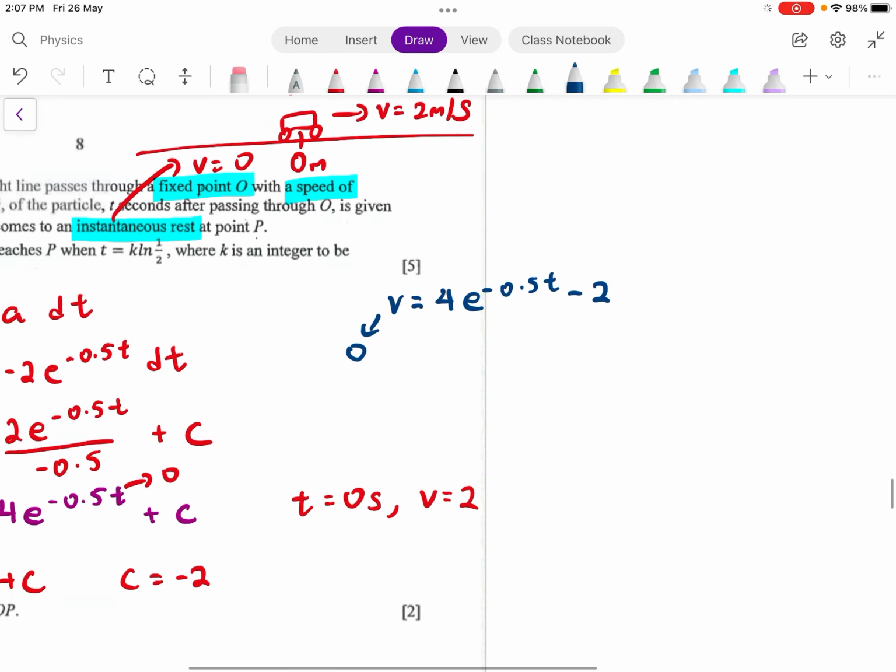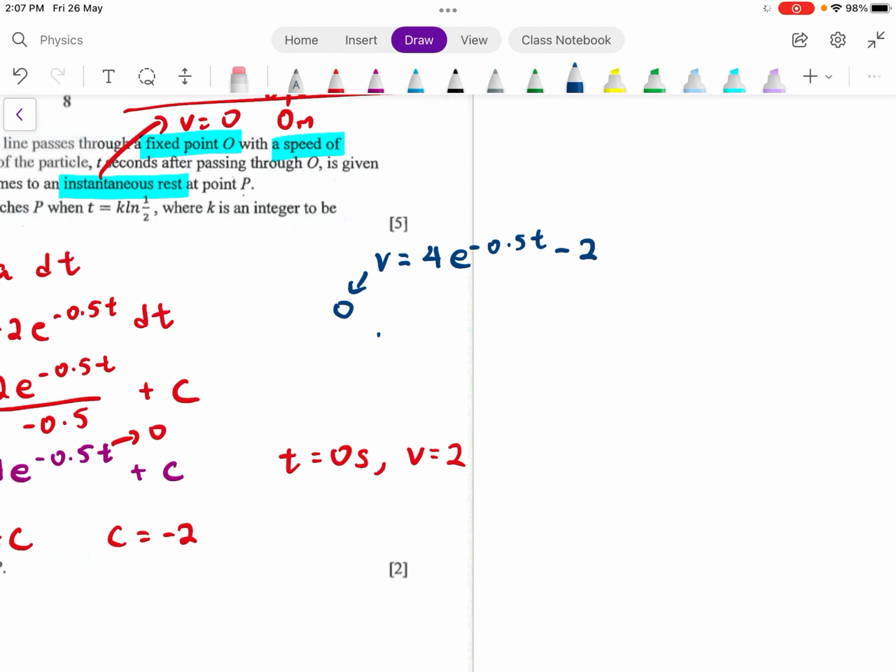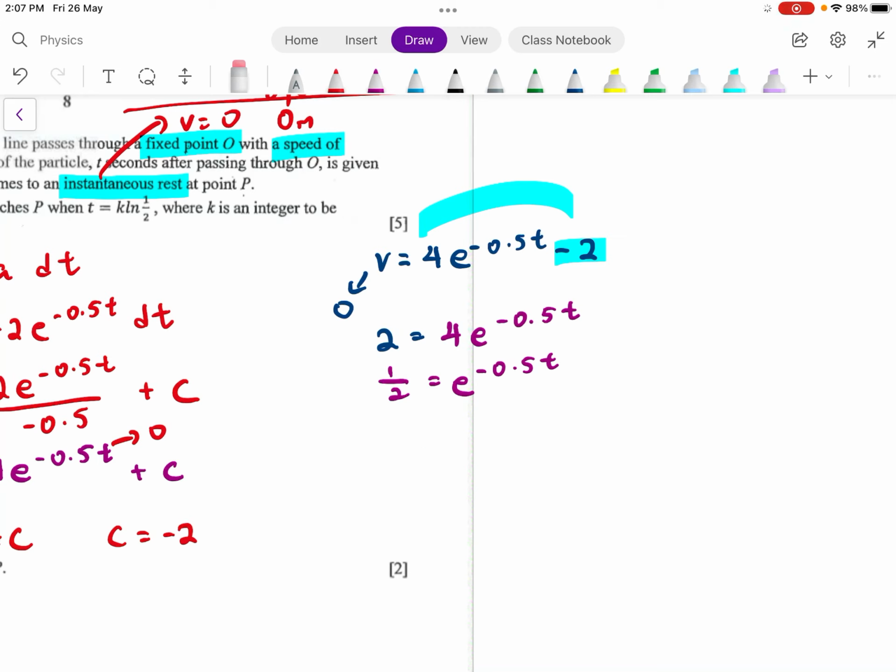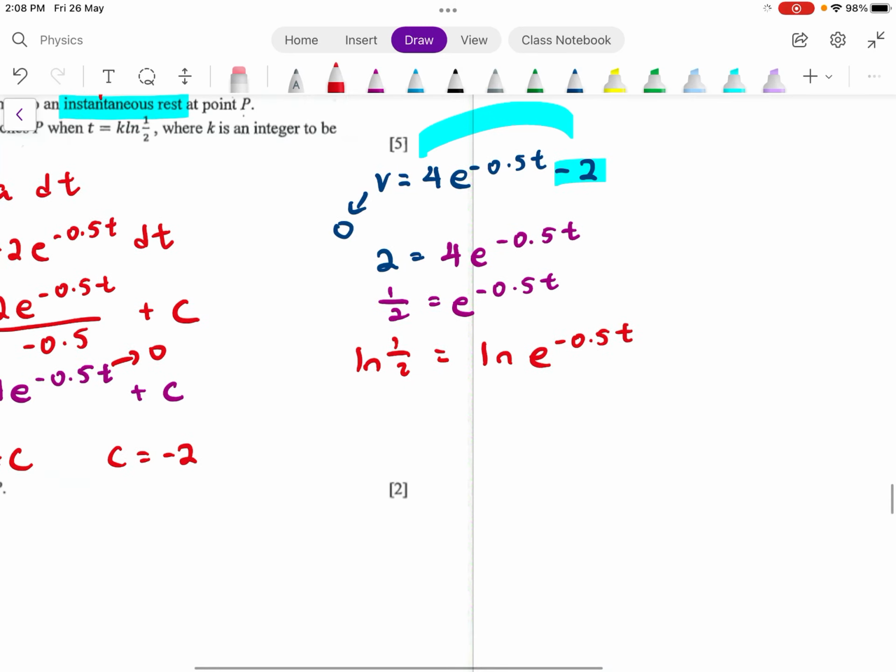So this goes back to a bit of your logarithm already. So first, this is 2 because you move the negative 2 to the left hand side. 4e^(negative 0.5t). So move the 4 to the left hand side. Half equal to e^(negative 0.5t). Then of course you just ln both sides. So ln half equal to ln, I just apply the power law. So ln e^(negative 0.5t). Move the power down.